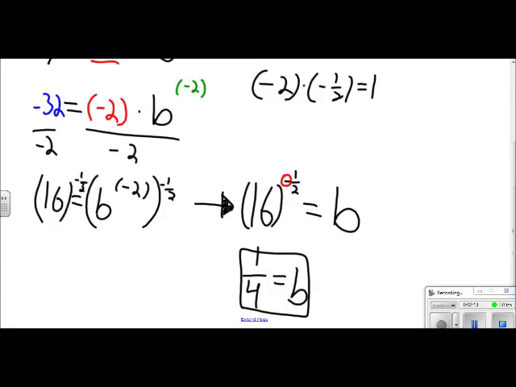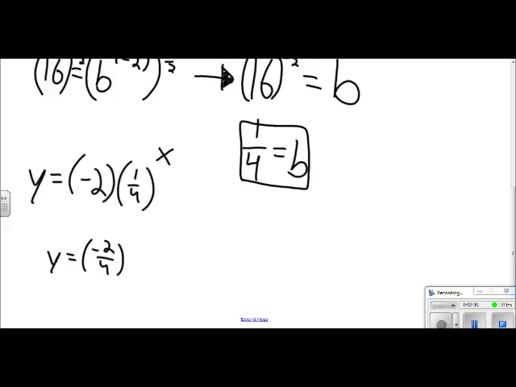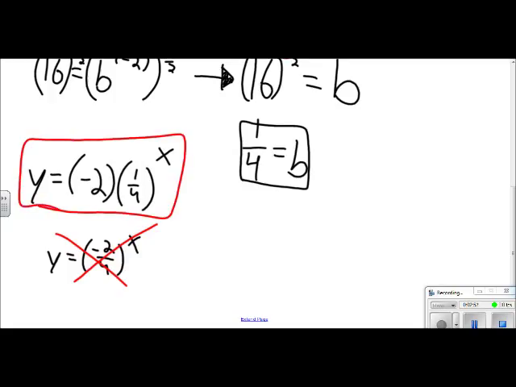So our b value is 1/4, which means our equation in the end, a equals -2, that initial value, and then our b value is 1/4 to the power of x. Now, notice we can't simplify to y equals -2/4 to the power of x. This we cannot do because of order of operations. We have to do our exponent first before we multiply. So you can't simplify it. So this is our final equation as simplified as it's going to get.